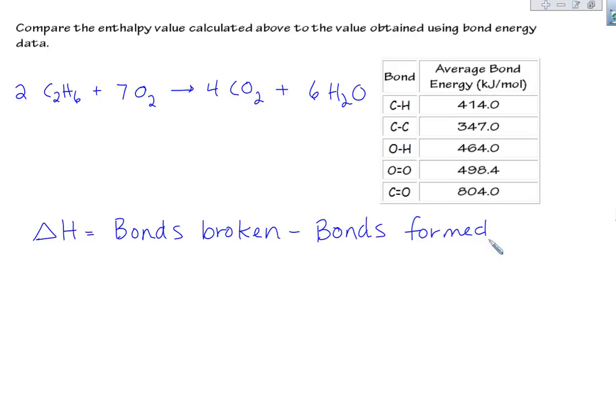We should get the same answer. So how do you know which one to do on the AP test? It just depends on what kind of data they give you. If they give you these bond energies, then we're going bonds broken minus bonds formed. If they give me the enthalpy of formation data, then I'm going products minus reactants.